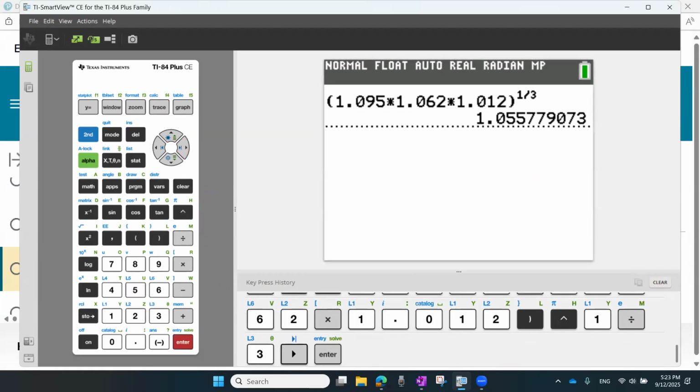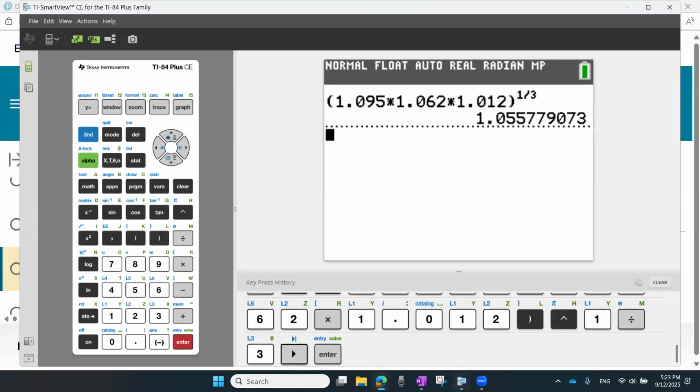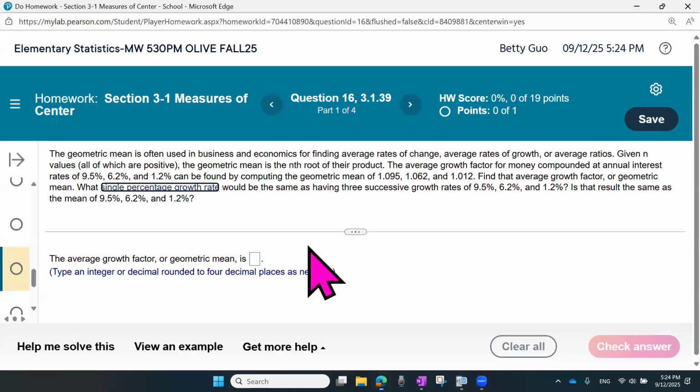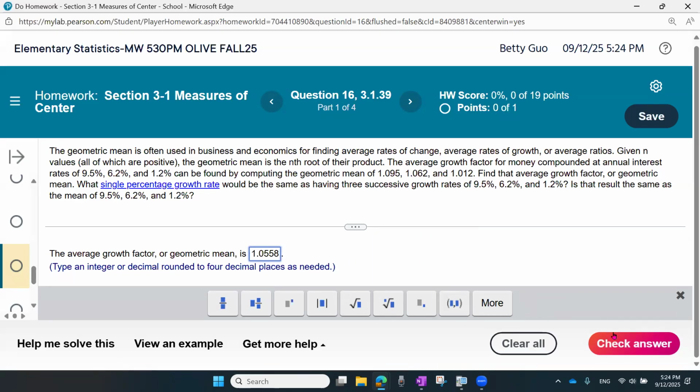And the result is a decimal. The question requires us to type an integer or decimal, rounded to 4 decimal places. So we are going to round it to 4 decimal places: 1, 2, 3, 4. The fifth digit is 7, which is bigger than or equal to 5, so we round it up. So the answer is going to be 1.0558. All right, so I can check the answer now.